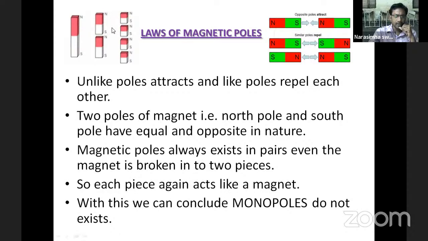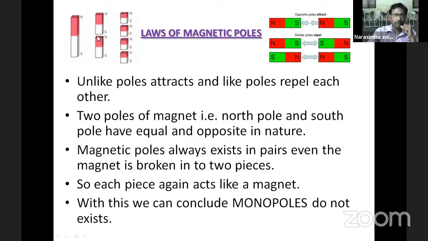And similarly, see here a number of cuts are made, and each piece is again cut into a number of pieces, and each piece again acts as an individual magnet. So with this, we can conclude that in the magnet there is no existence of monopole, means there is no question of single poles. So always the magnet exists with two poles, that is dipoles. I am repeating, magnet always exists with dipoles, two poles.